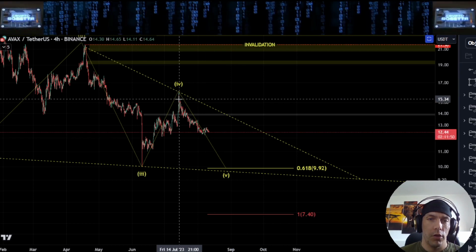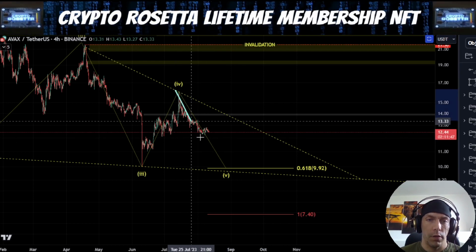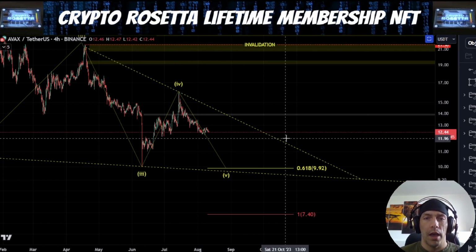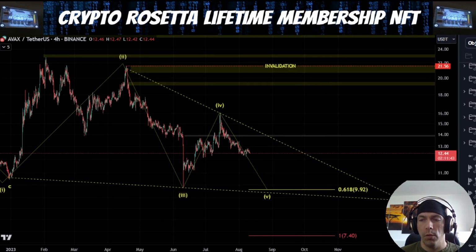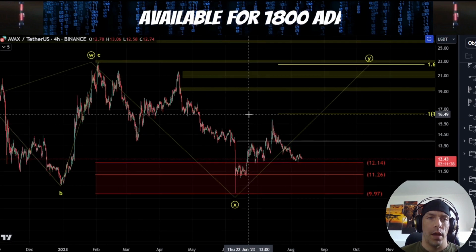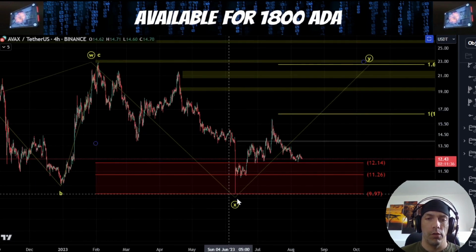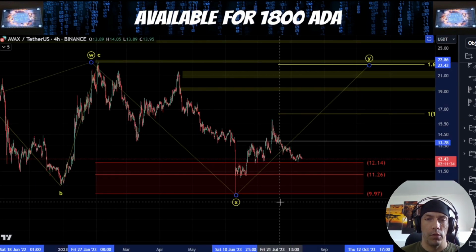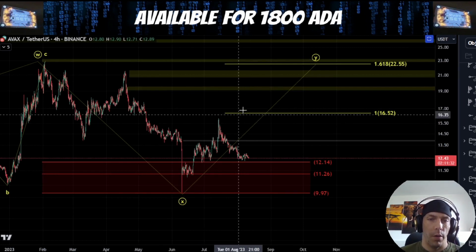Currently the structure here is not giving me a lot of confidence to say that this is actually going to play out. It is looking more likely that what we are looking to form here is something along these lines, where we are looking at this whole move as a bigger corrective structure, as an X wave back into this low here, and looking for a Y wave to the upside.